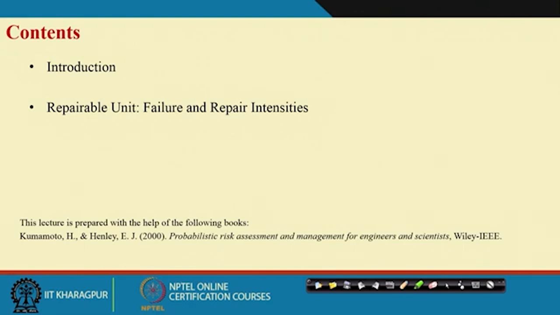And apart from reliability, failure distribution, failure density, and failure rate, we introduced availability, unavailability, and different failure intensities, like conditional failure intensities, unconditional failure intensities, similarly conditional repair intensities and unconditional repair intensities. In today's class, we will discuss the theoretical basis of failure and repair intensities. So, we are relying on the same book written by Kumamoto and Henley on probabilistic risk assessment and management for engineers and scientists, and most of the material is taken from this book.